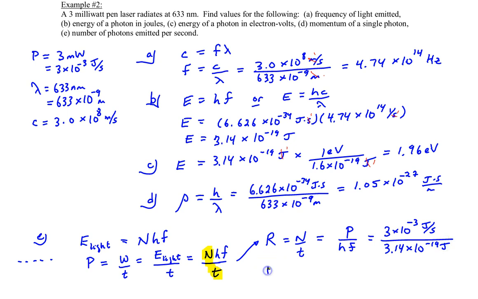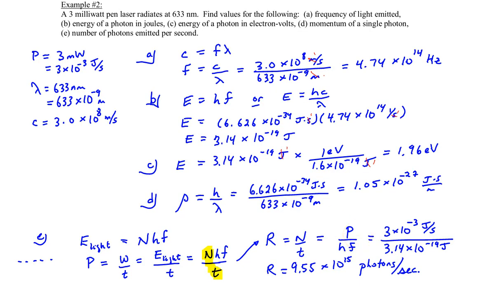And so I'll get r will be equal to 9.55 times 10 to the power of 15. And this is the number of photons that are emitted per second. Obviously, that's a large amount of photons per second. No wonder we're aware that we can see photons.